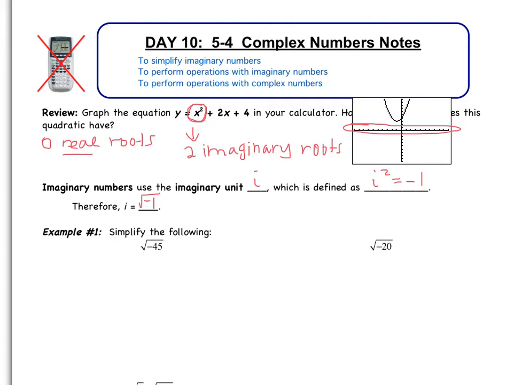So looking at example 1, the first thing that we have to do is simplify imaginary numbers. Let's start by simplifying the square root of -45. I'm going to show you 2 ways to do it. The first one is to break this down into prime factors. So first thing I want to do is -45 is -1 and then 45. Okay, so that square root of -1, that's i.